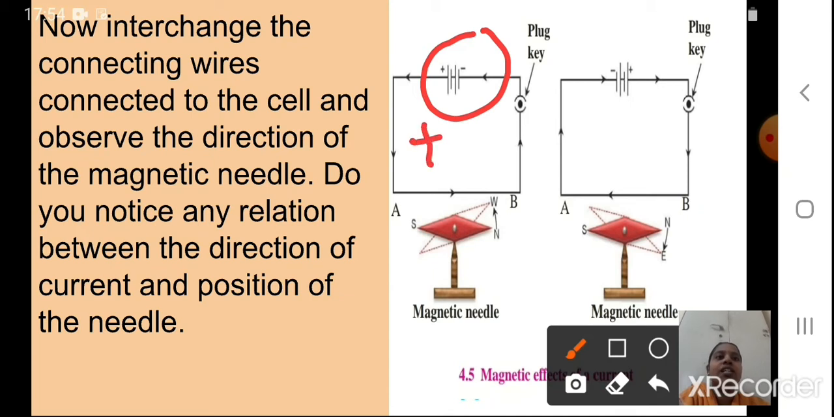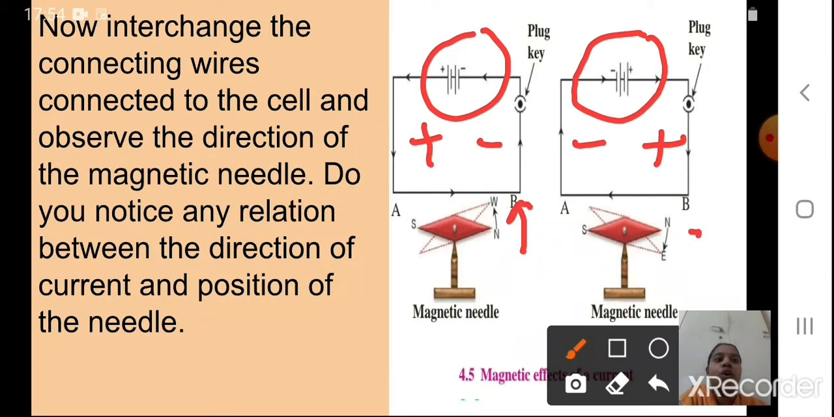Here I took plus and this side I kept the minus of the cell. When you observe it here, what are you going to observe, students? Here I have kept minus and here I have kept the plus. Can you see, first the North Pole moved towards this side, and now the North Pole has moved towards this side. So even if there is a change in the direction of the current, the position of the needle changes. Students, did you understand this?